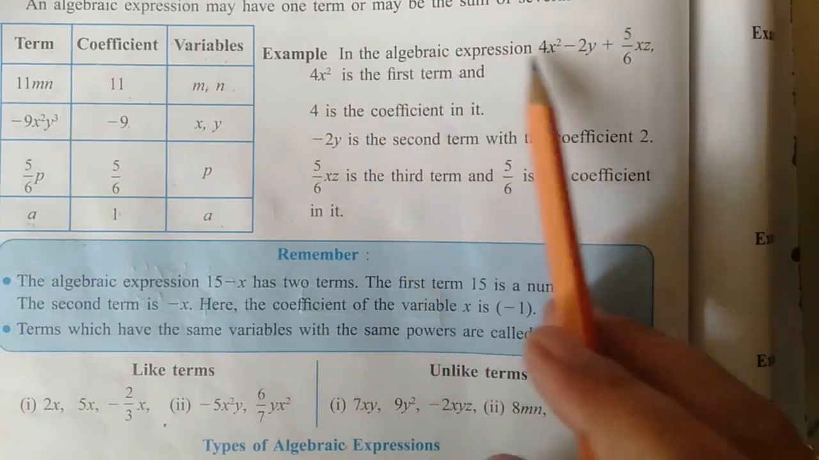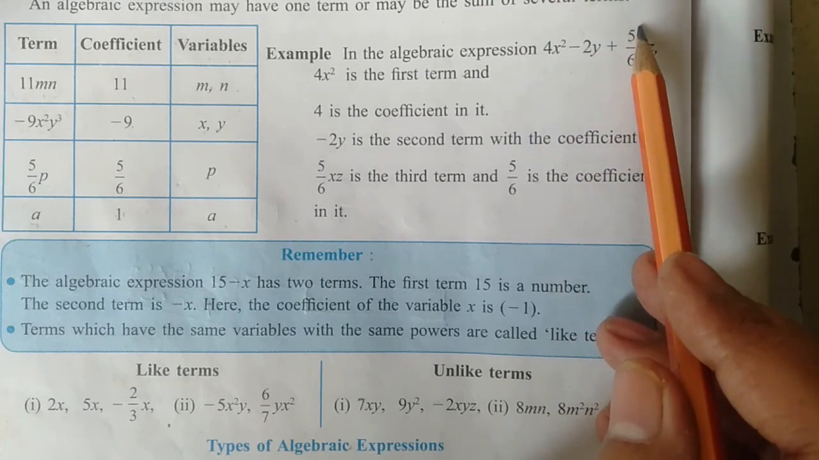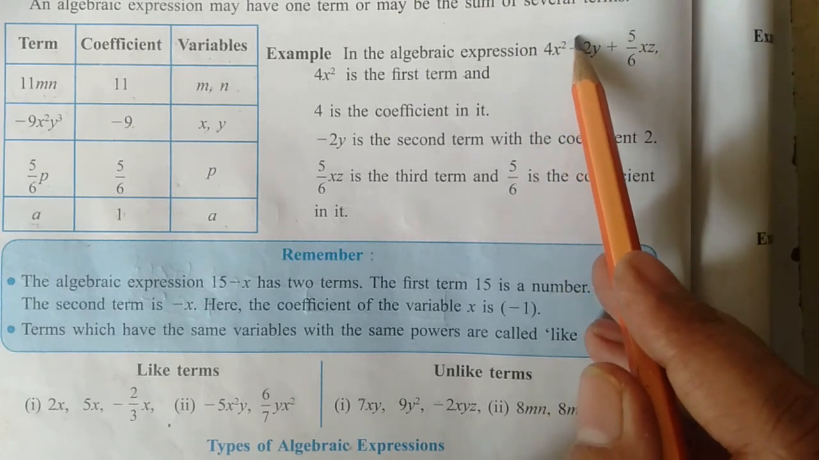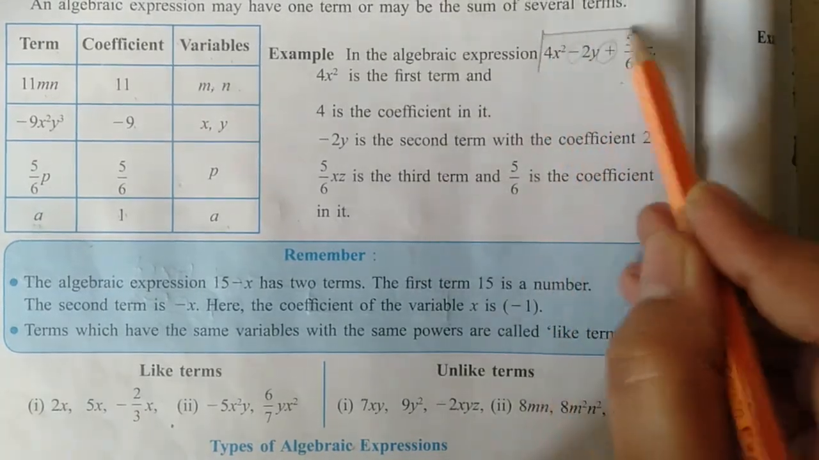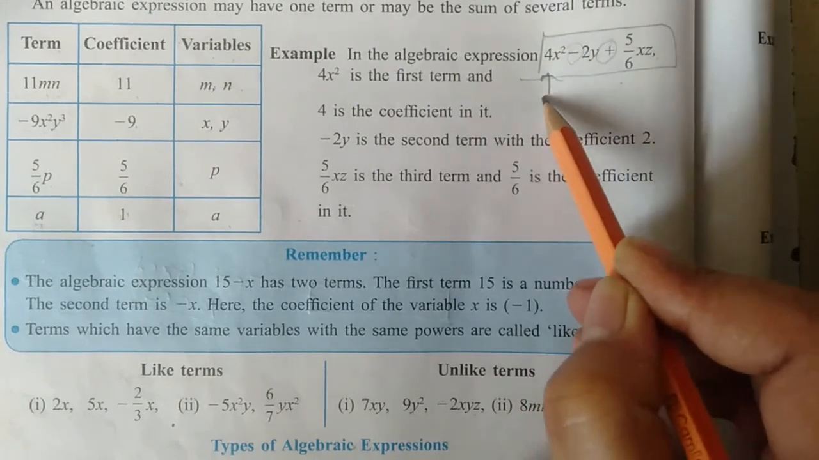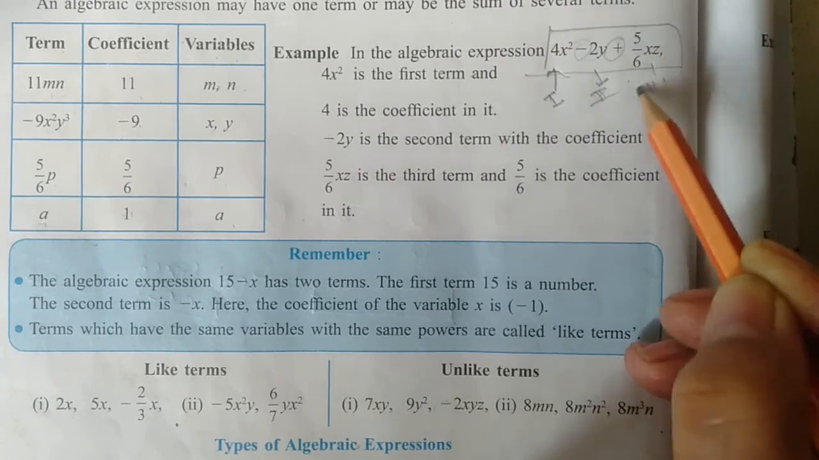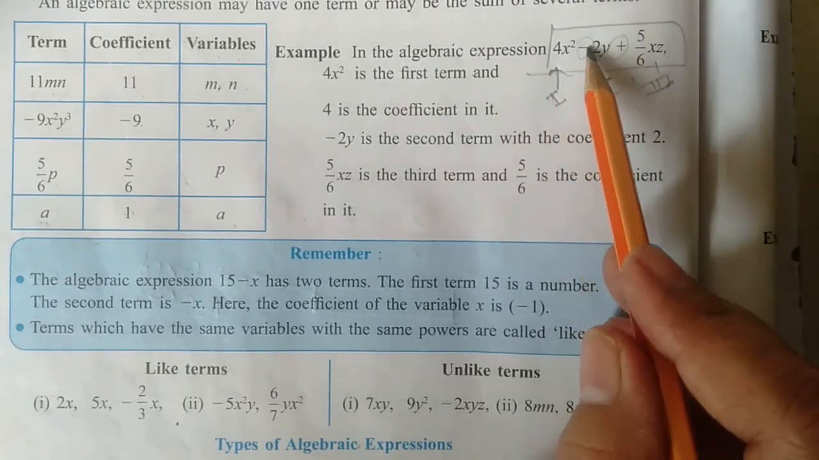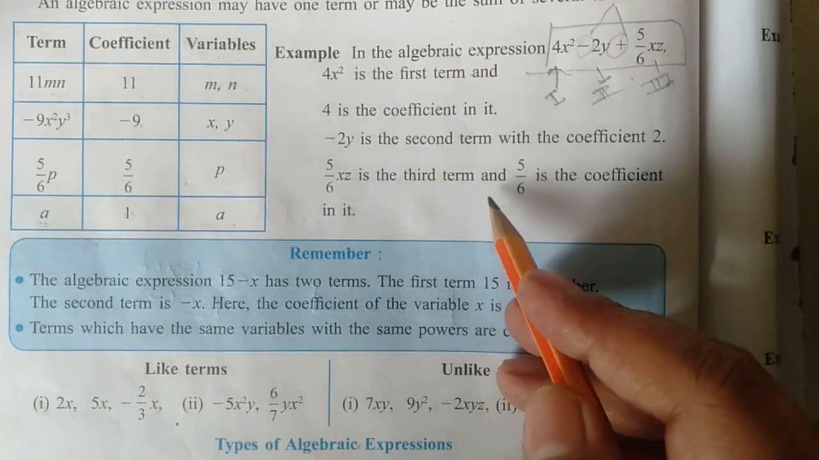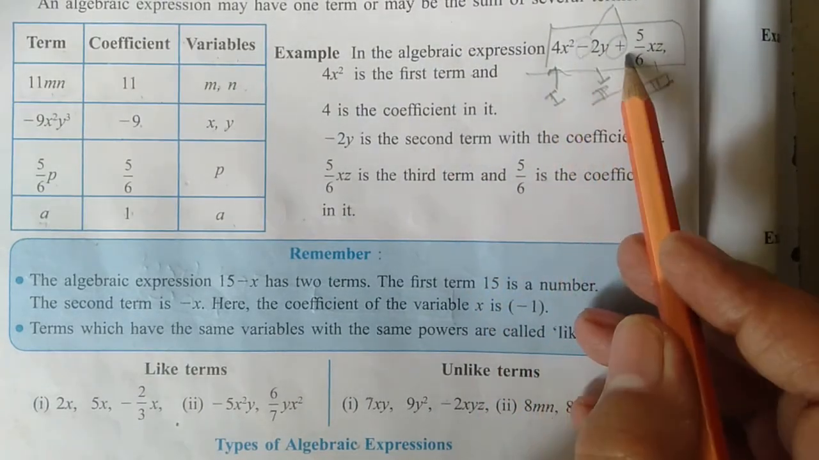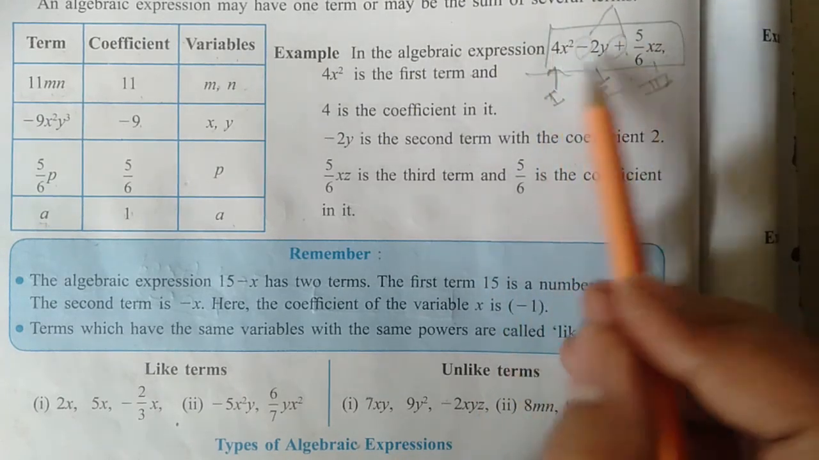See the one algebraic expression, 4x² − 2y + 5/(6xz). Here the minus and plus operations are given. So this expression consists of three terms. This is the first, this is the second term, and this is the third term. Terms are separated by the minus and plus. Understood? So this expression consists of three terms.